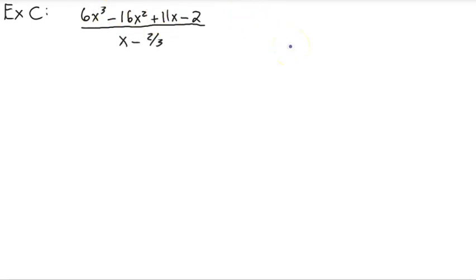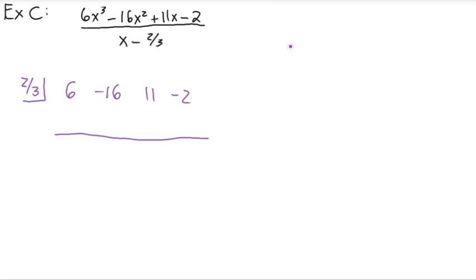All right, so we'll go ahead and set up our half box. We'll draw our line. Our divisor number is negative 2/3, so we're going to put positive 2/3 in the half box. We're going to bring down a 6. We're going to bring down a negative 16. We're going to bring down an 11, and we're going to bring down a negative 2. All right, now let's do the execution.